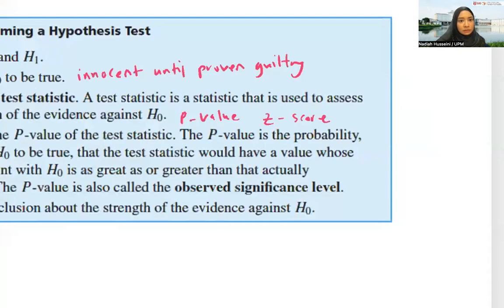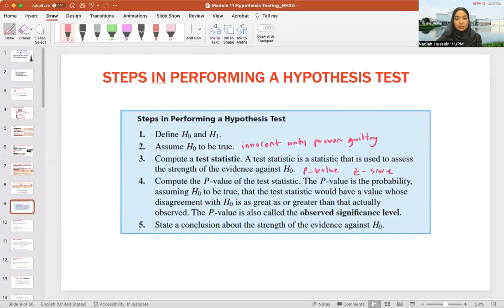Okay. So compute the p-value of the test statistic. The p-value is the probability. It is from 0 to 1. Assuming H0 to be true, that the test statistic would have a value whose disagreement with H0 is as great as or greater than actually observed.